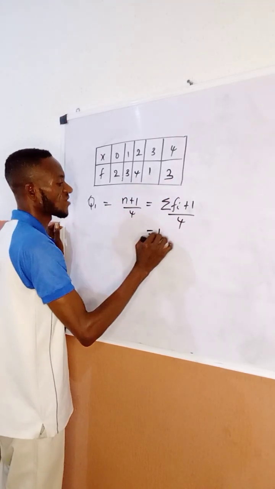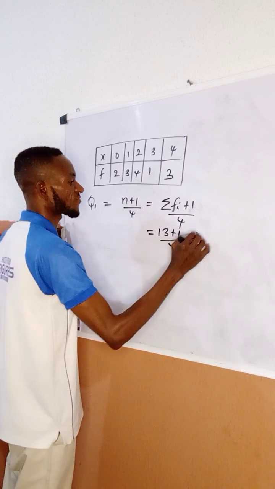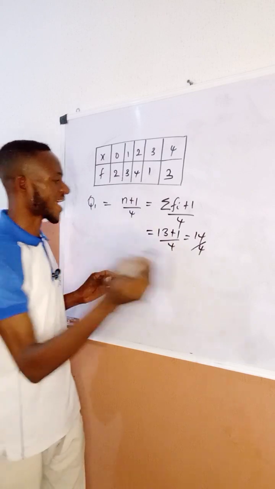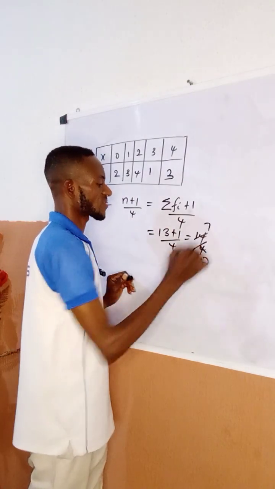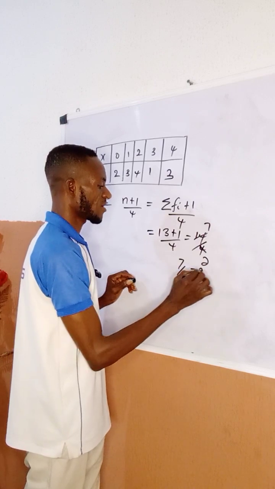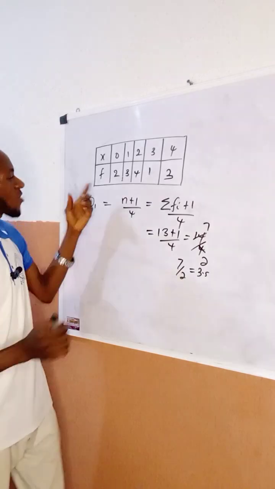So this will give me 13 plus 1 all over 4, which is 14 all over 4. And I can easily reduce that. 2 here is 2, 2 here is 7. And I have 7 over 2, which becomes 3.5.